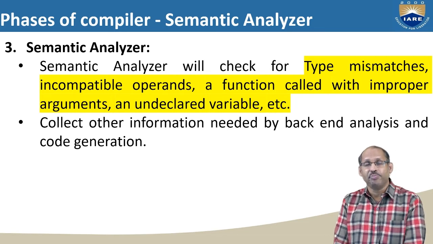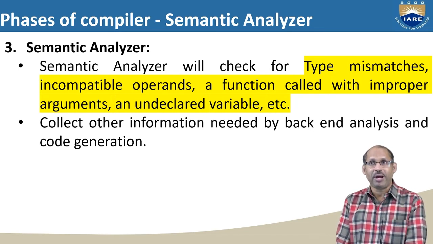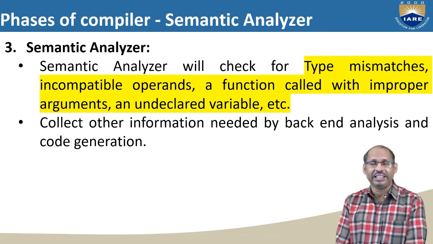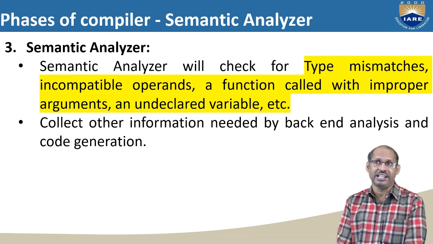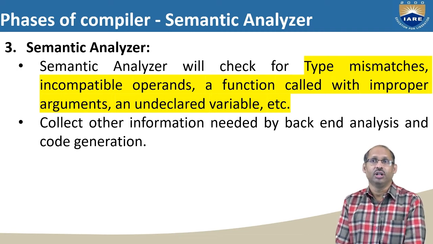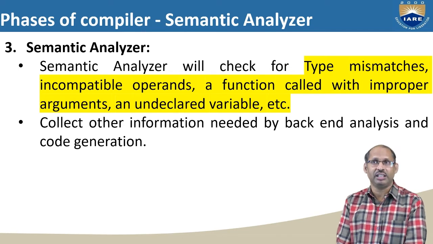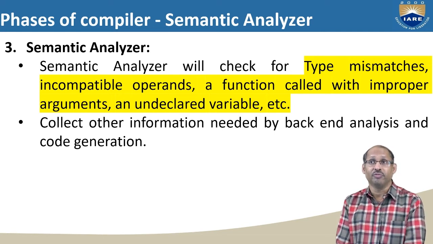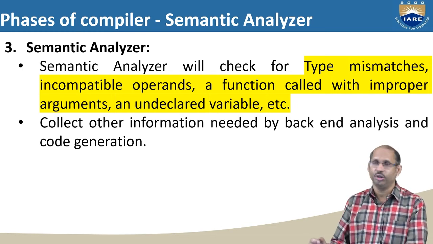So type mismatches, incompatible operands, a function called with improper arguments, or undeclared variables are the different examples of the semantic analyzer's checkings, right? It also collects other information needed by the backend analysis and code generation. It fills in whatever information is required and passes it to the backend and code generation phase to perform the conversion of source program to the target program.